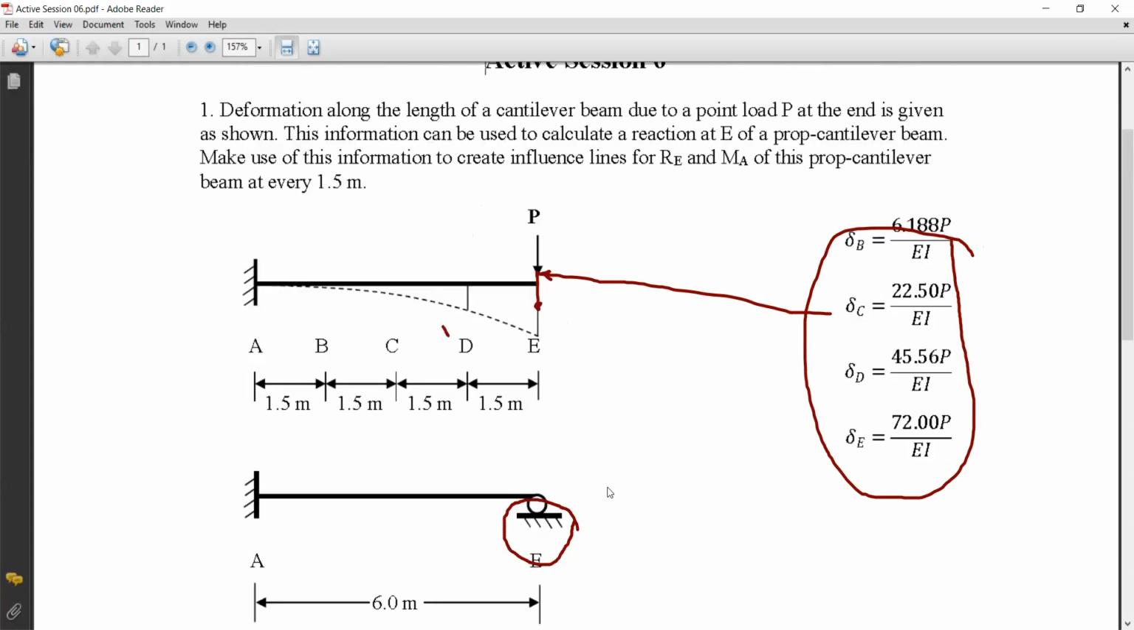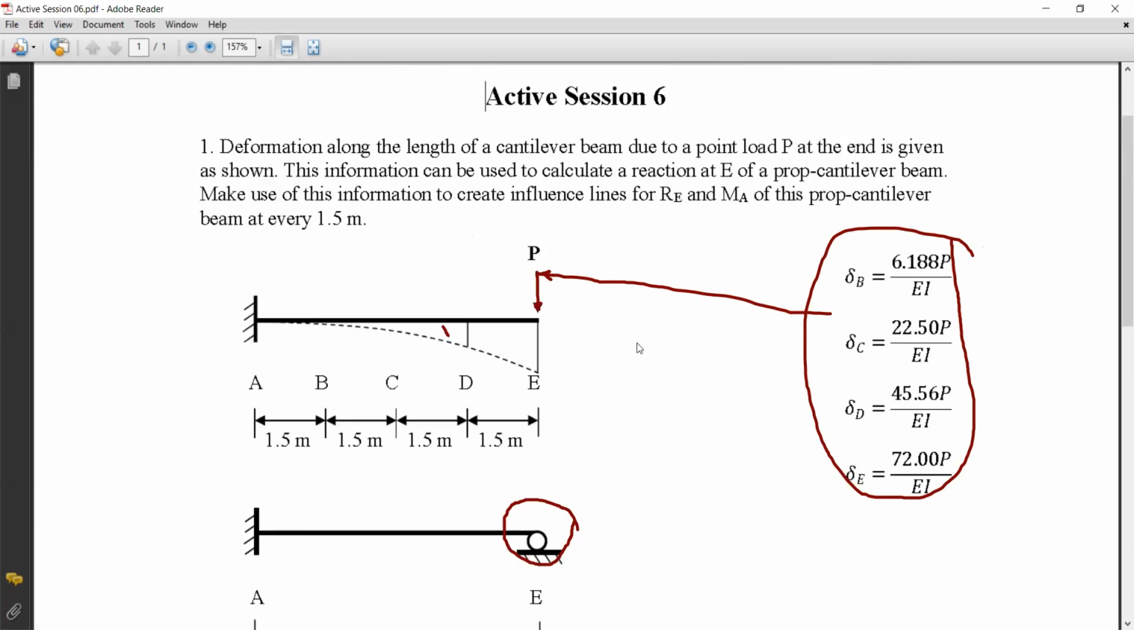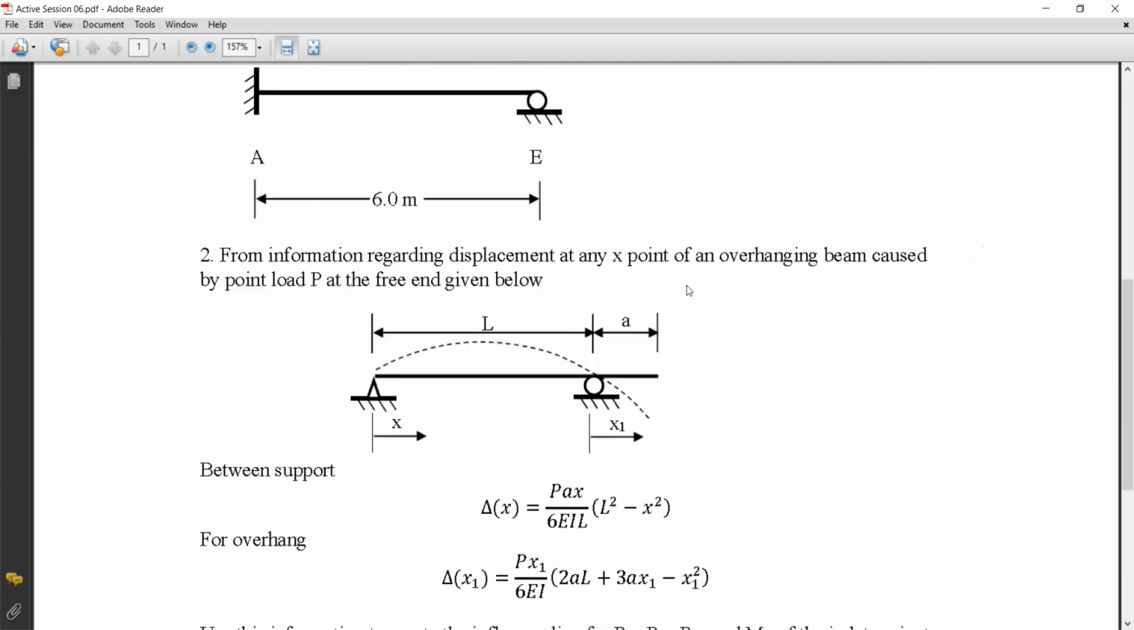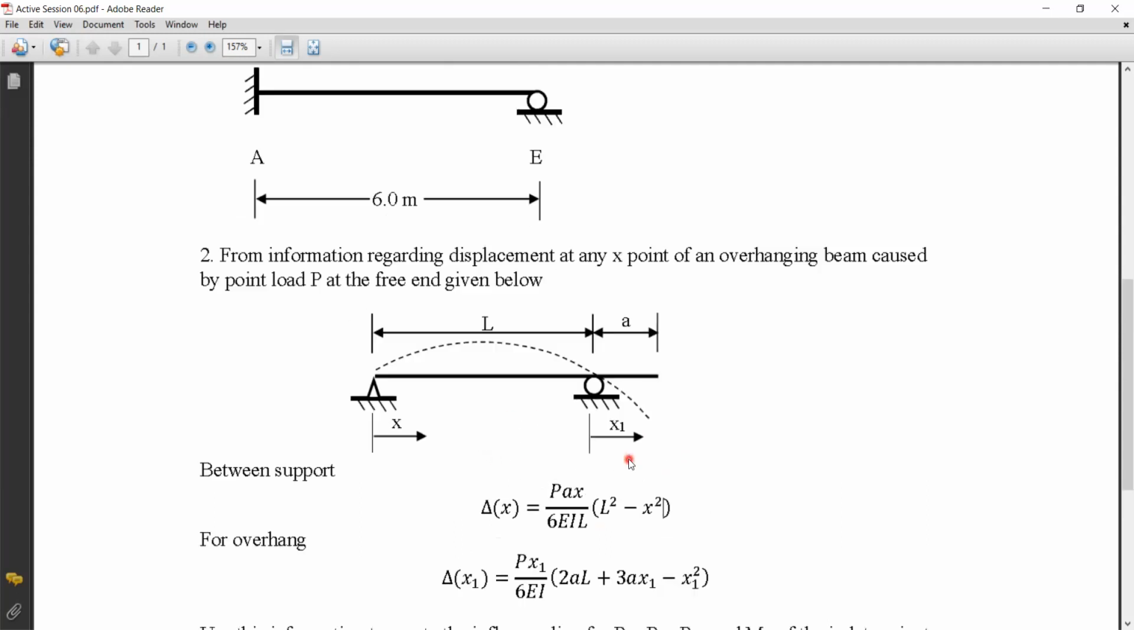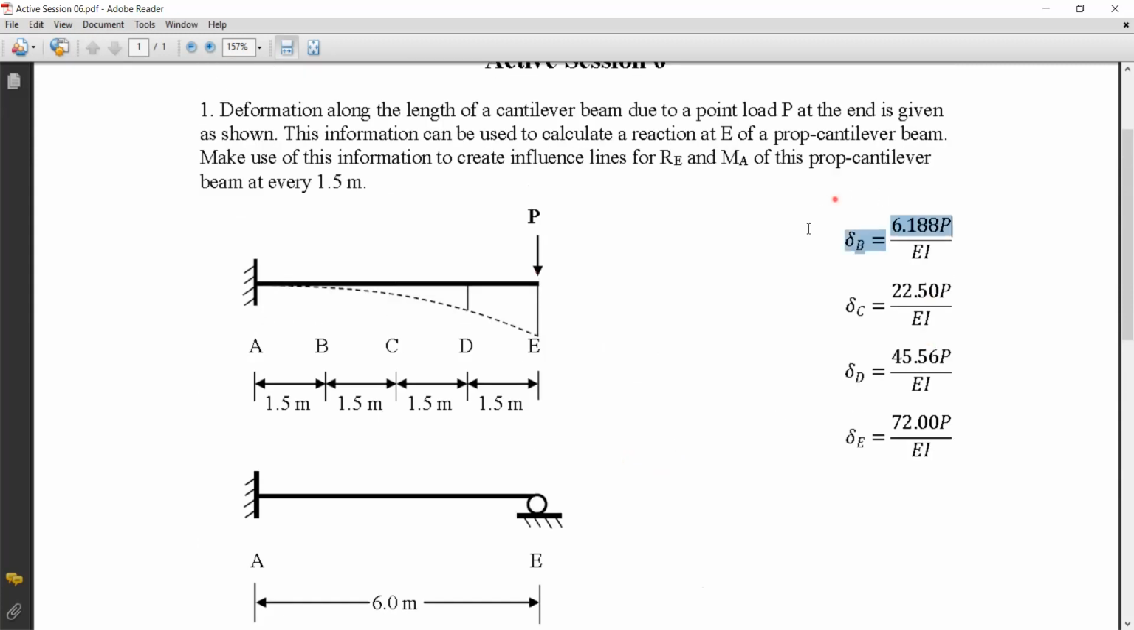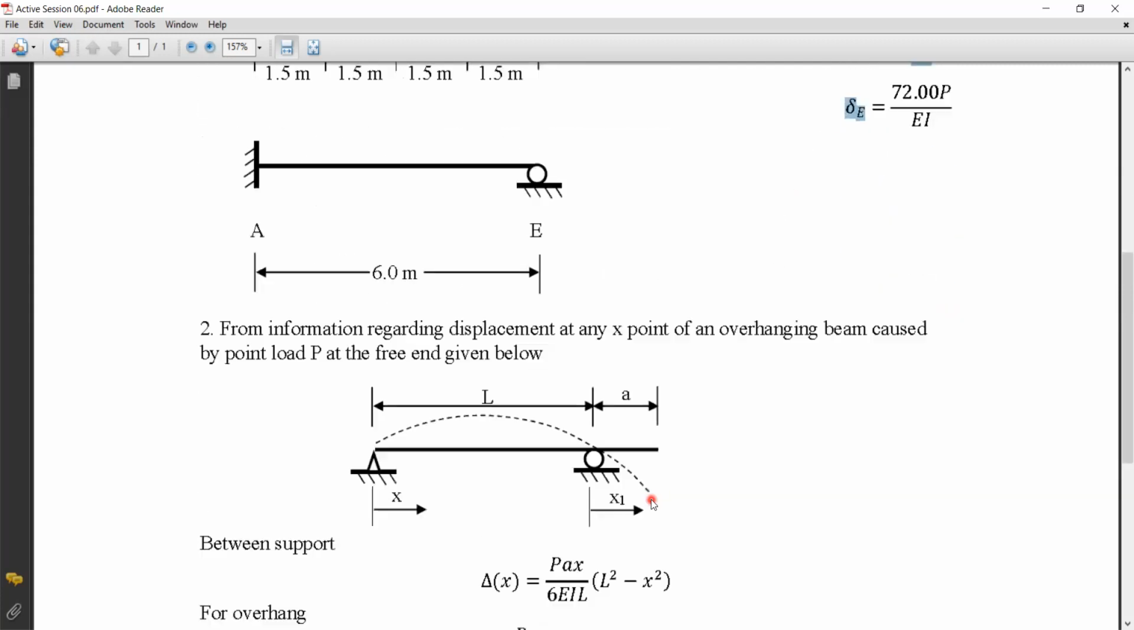Okay. Oops. Yeah, right. It just doesn't go with you. Okay. And for this, now it's been given in terms of the formula instead. So you need to know how to make use of the formulas to turn this into deformation like that. Okay.